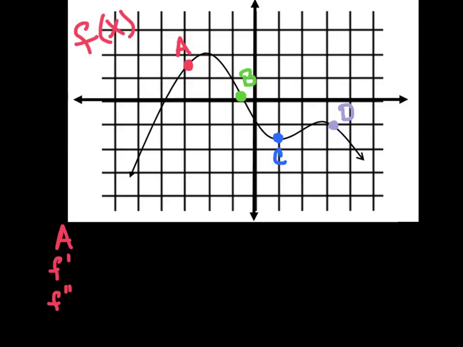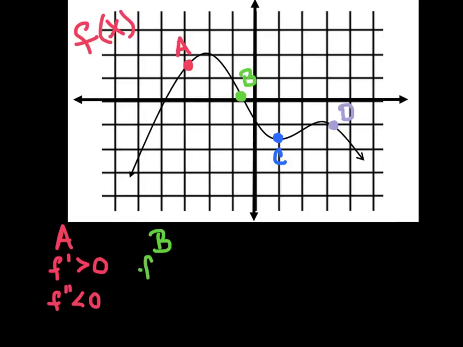So let's say that f prime measures the slope at A, the instantaneous slope, and as I visualize a tangent line, I definitely see a positive slope. So I'll say the first derivative is positive, and then the second derivative is going to measure the concavity, whether we're concave up like a cup or concave down like a frown. And I would say at point A, we're definitely concave down, so I'm going to say f double prime is negative.